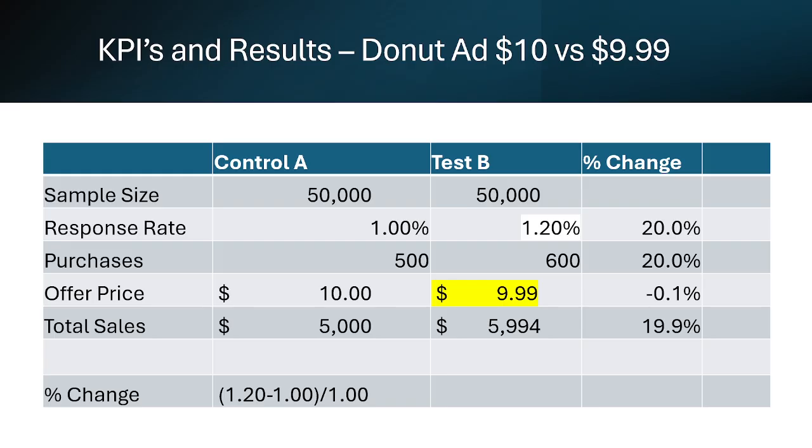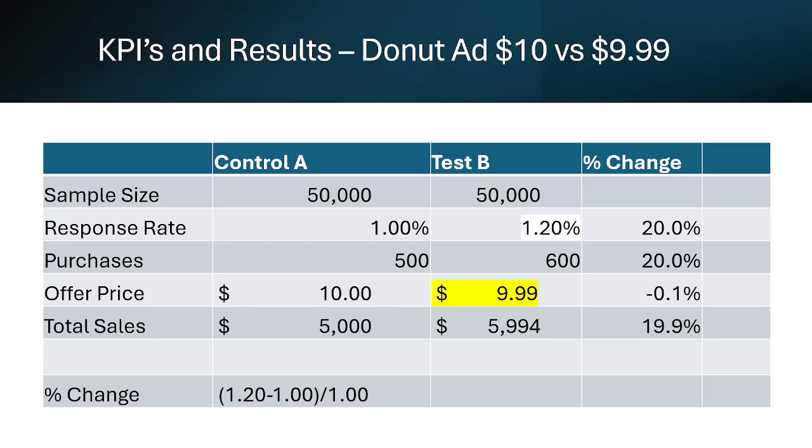So I wrote the equation out down on the bottom here. So how do I calculate that 20%? I take 1.2, that's the results from test B. I subtract it from control A or 1%, and I divide it by the base, which was the control, and that results in a 20% lift. The purchases, obviously, it's all based on the same percentages. 500 to 600 purchases, that's a 20% lift as well.